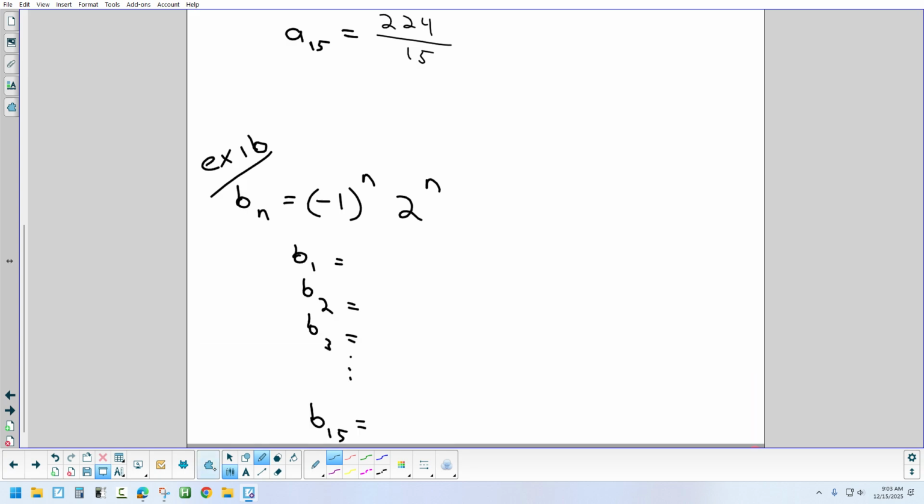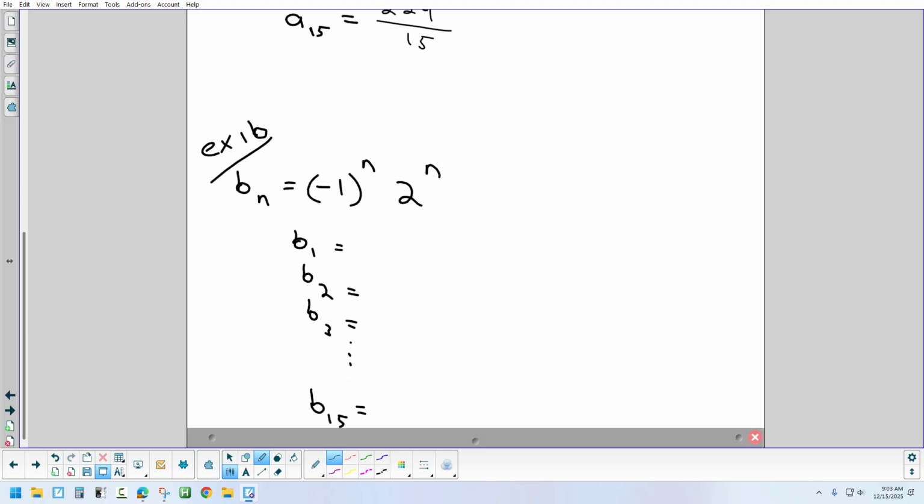Okay, let's try this one. So the name, actually you tell me, what's the name of this sequence? B. Yep, the first one was sequence A. This is sequence B. So they want us, again, same directions, find the first 3 terms and the 15th term. So Kim, what are we going to plug in to find the first term?